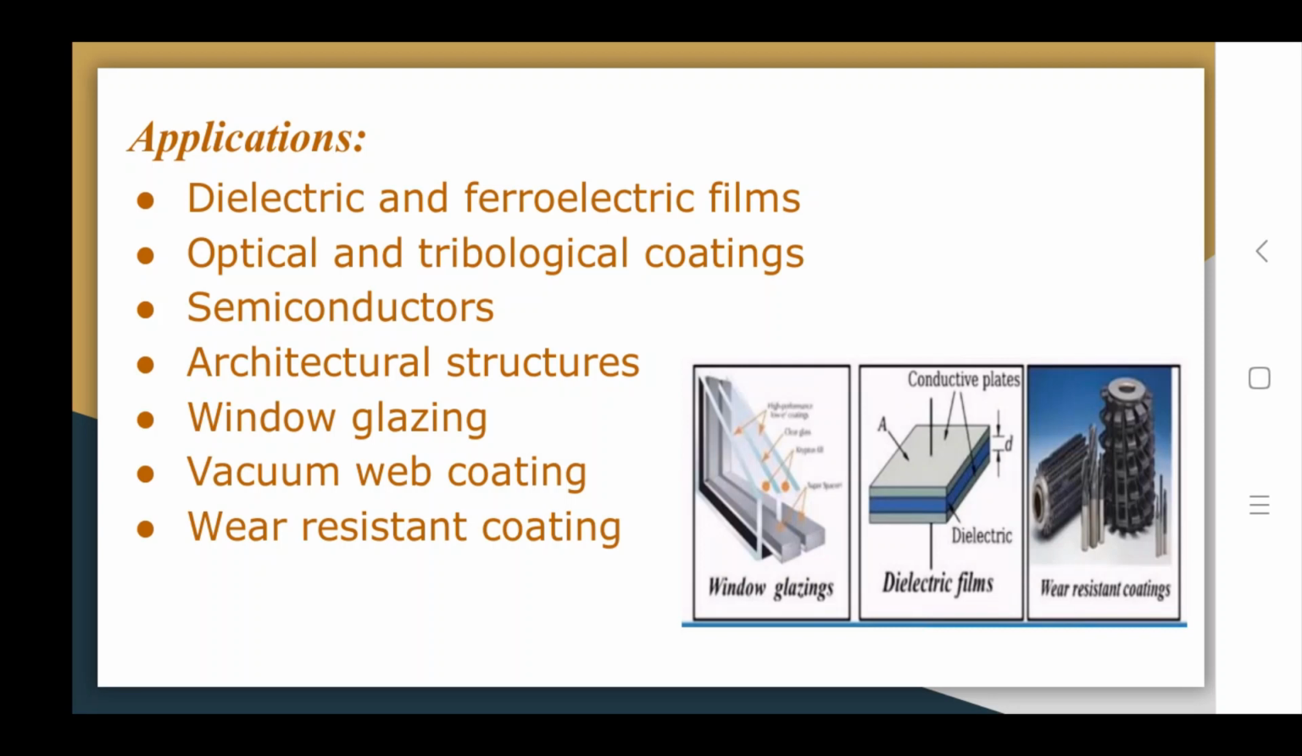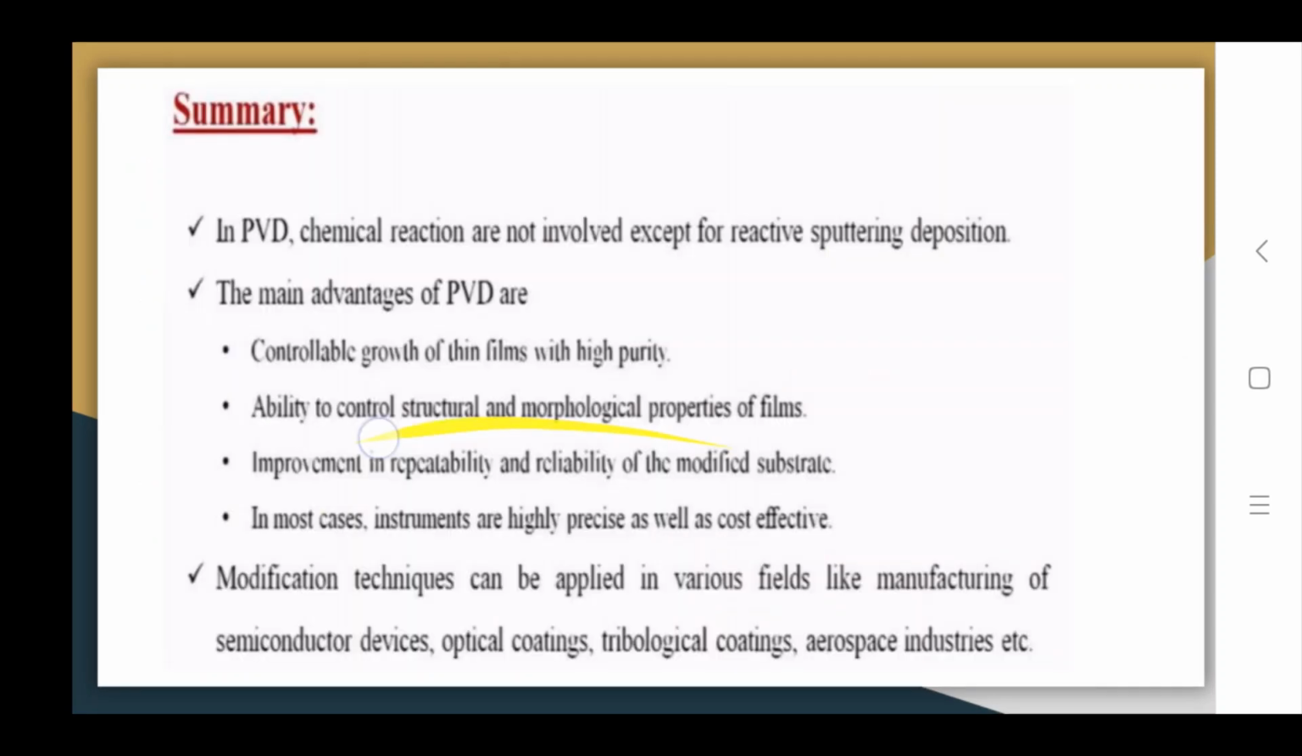Let us discuss the summary of this physical vapor deposition process. In PVD, chemical reactions are not involved except for reactive sputtering deposition. So here we directly make a gas or vapor, and then that is deposited onto the substrate.